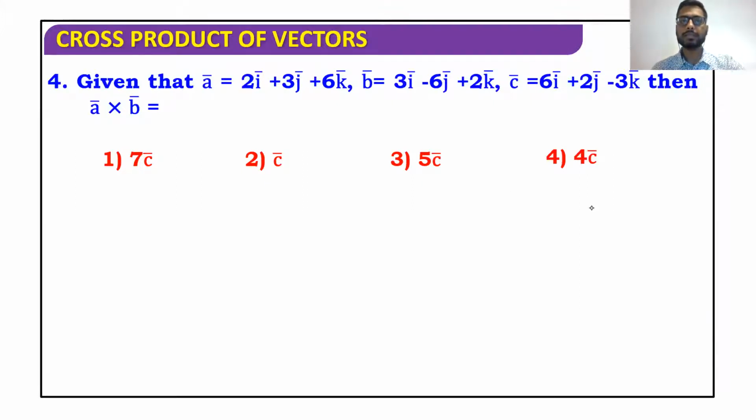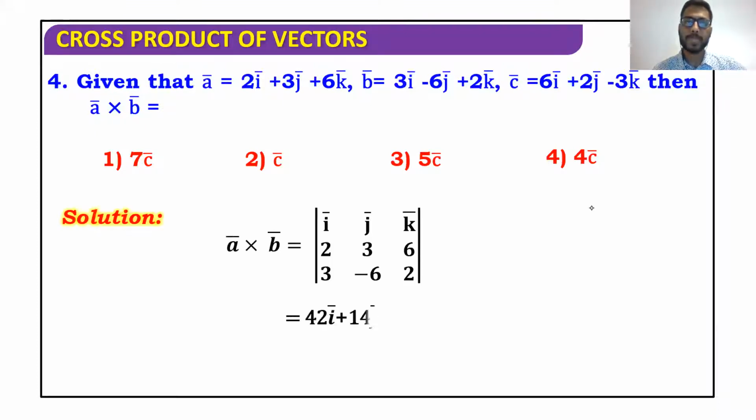So if I write my terms, my first row would be ijk, second row would be 2, 3, and 6, third row would be 3, minus 6, and 2. Just expand the determinant, we'll get an answer, and that answer compare it with the c vector which is given. If we get any relation, that is going to be my answer. Therefore, a cross b, directly use the determinant formula ijk, and the coefficients 2, 3, 6, then the coefficients of b bar 3, minus 6, and 2. Simplified, I get 42, 14, and minus 21.